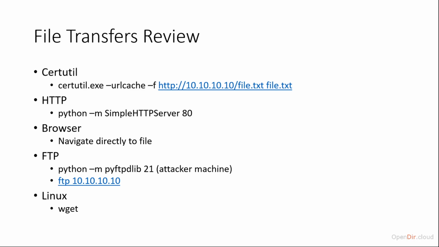Well, guess what? Both Linux and Windows have FTP features, right? So we can use Windows FTP and host up FTP on our attacker machine. We could say the Python module pyftpdlib on port 21. And then from the Windows machine, we'll just say ftp to the attacker IP address, and we can grab files that way as well. We can grab files on Linux with wget, as you should be familiar with by now.